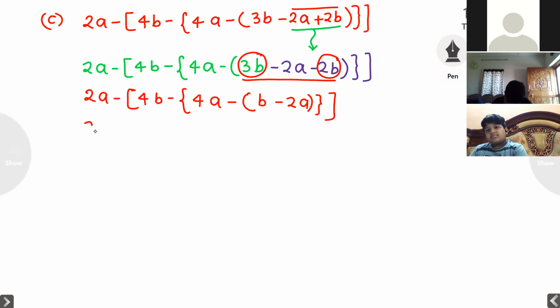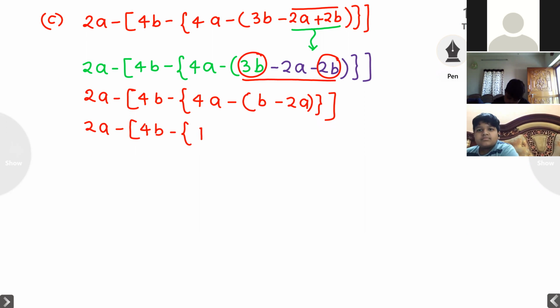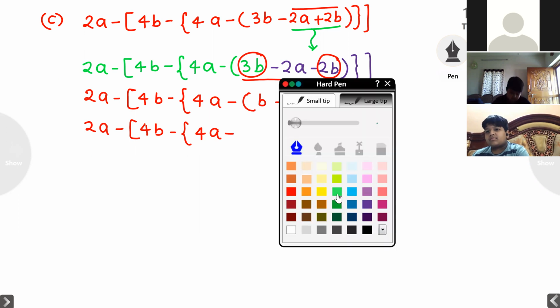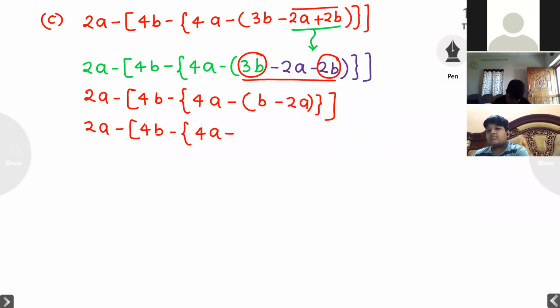Again, 2a I will write as it is, minus 4b also as it is, minus curly bracket also as it is, 4a also as it is. Now I will change all signs. Minus b plus b will change to minus b, minus 2a will change to plus 2a. Now small bracket completed. Now curly bracket, large bracket.